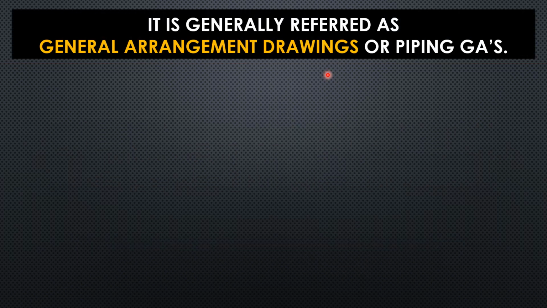It is generally referred to as a general arrangement drawing or piping GA. In most industries and most companies, it is referred to as a general arrangement drawing, and piping GA is a short form of piping general arrangement drawing basically.